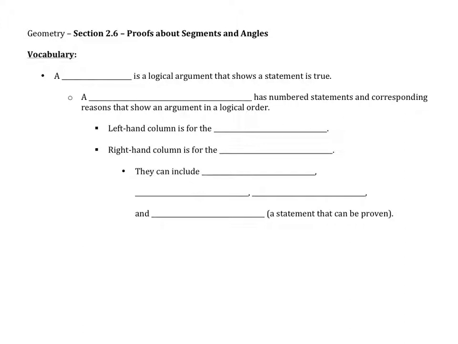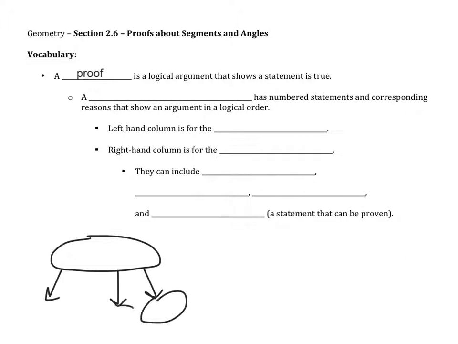So let's first look at the formal definition of what a proof is. A proof is a logical argument that shows a statement is true. There are several different ways to organize your proof. Your book talks about 3 of them. The first one is called a flow chart. So you kind of start off with the main idea and you have ideas that come off of it, and then you might have more ideas off of those, and it just keeps flowing like that.